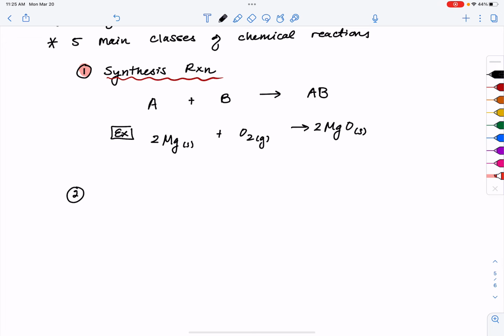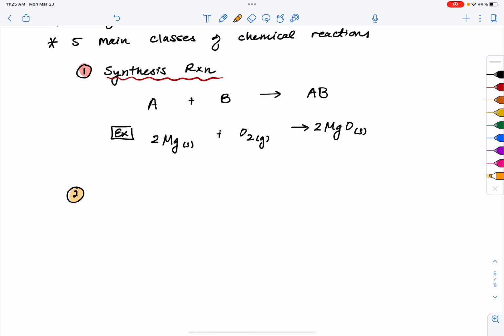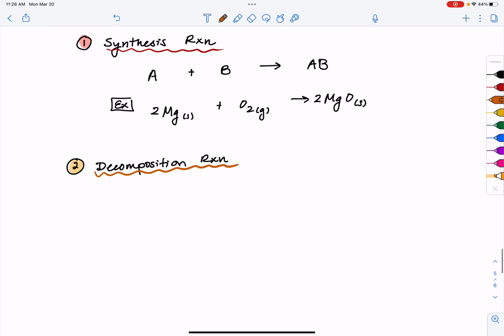Up next is the inverse of a synthesis reaction, which is called a decomposition reaction. So this is where we have some kind of compound that is falling apart into its respective components, decomposition. Again, like I said, this is the exact inverse of our synthesis. So this is where we have some kind of compound that is now breaking up into its respective component species.